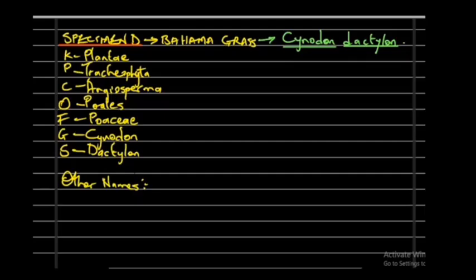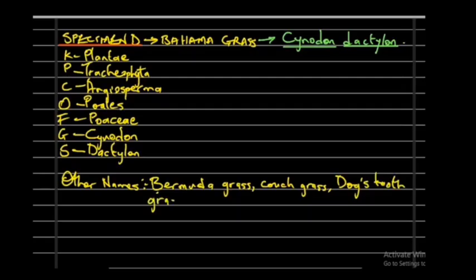Other names that this particular species is called, we have it also called Bermuda grass, couch grass, dog's tooth grass. We also call it scotch grass. These are just a few amongst the many names that it is called. It is a spreading grass, a grass that spreads around.